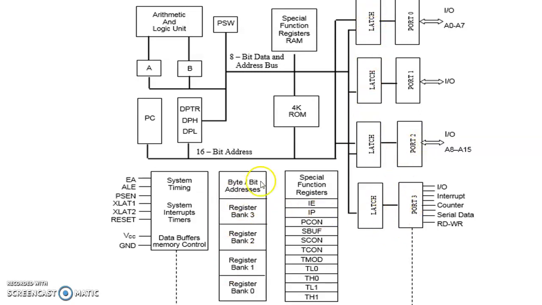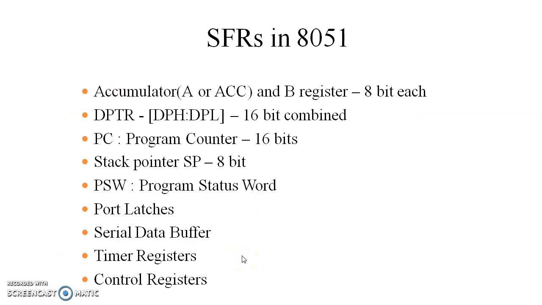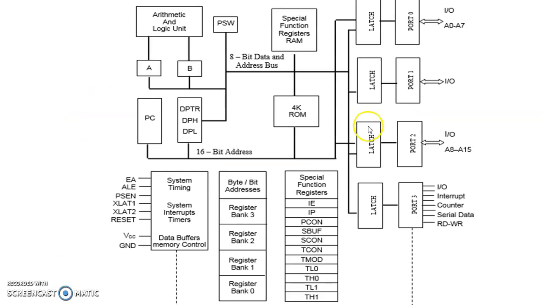Your internal RAM structure is divided into 2 parts of 128 bytes. These are your special function registers, which have a size of 128 bytes, while your general purpose registers in the bank have 128 bytes of memory. It has 4 kilobytes of ROM. Then there is the special function register RAM. PSW, that is program status word, is nothing but the flag register.